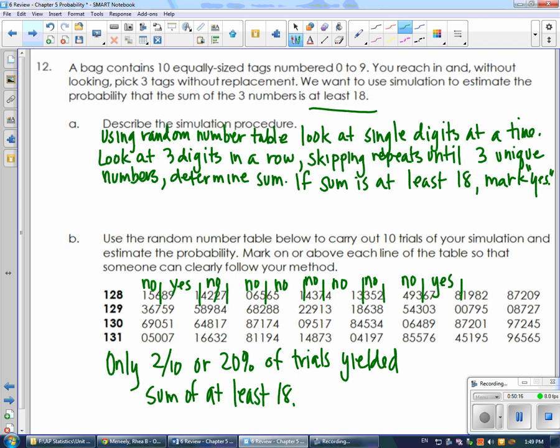Okay, so the probability of at least 18 would be 0.2, but you want to indicate that it is an estimate based on a simulation. This is certainly not the long run. So if I were to do this maybe 2,000 times, I might find that the probability of having a sum of at least 18 is different than 20%. I only did 10 trials, so that's not enough for me to be confident in that result.